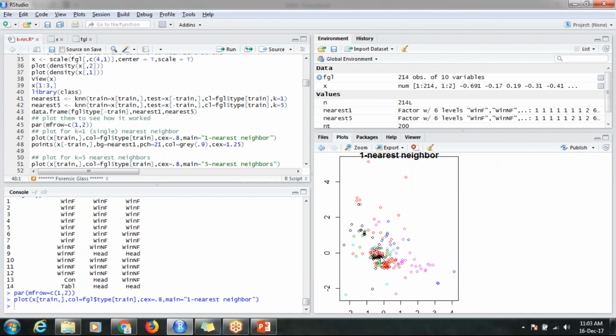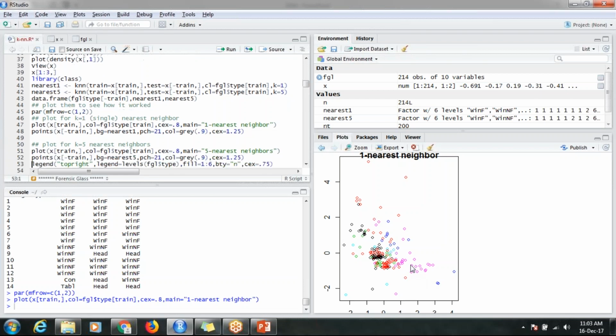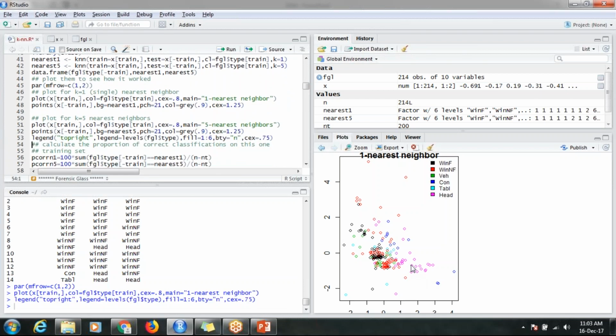See, this is the plot that I have, and each of the colors has a meaning. Black is for WinF, red is for WinNF, and so on, and these are how they are classified here. Now let's say these are the 200 that were in the train set. Now let us put the test points as well, and see how they have been classified.